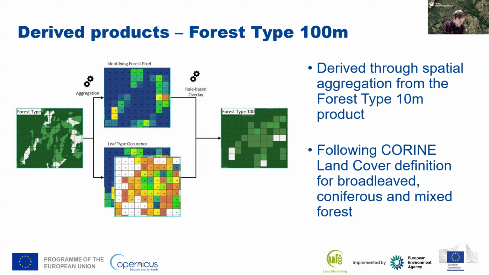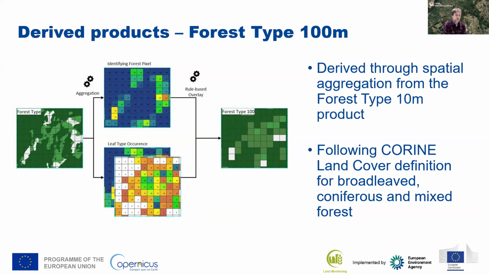for the broadleaf areas. And once this leaf type occurrence is calculated, we are computing a percentage cover of these leaf type occurrences, and those then get combined with the identified forest pixels, and in a rule-based overlay, the final forest type in 100-meter resolution is created. This product follows the Korean land cover definition for broadleaf, coniferous, and mixed forest.